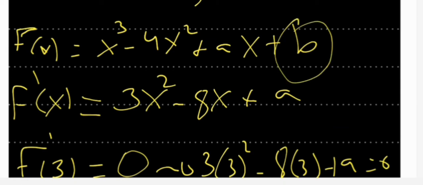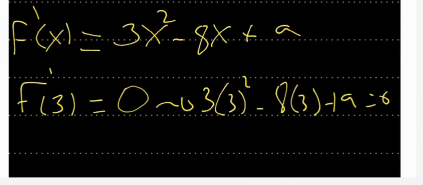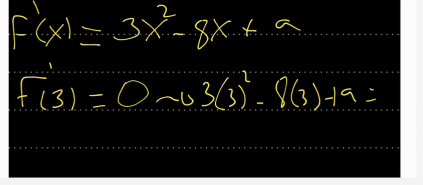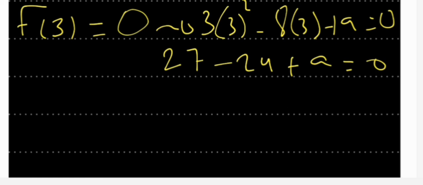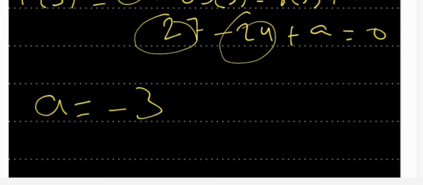Notice that the b over here does not have any x's with it. This is why we didn't put it over here, because the derivative of a constant is 0, right? So this is 0 over here. So 3 squared multiplied by 3 is 27, minus 3 multiplied by 8 is 24, plus a equals 0. So a is equal to minus 3, okay? 27 minus 24 is 3, goes to the other side, minus 3.